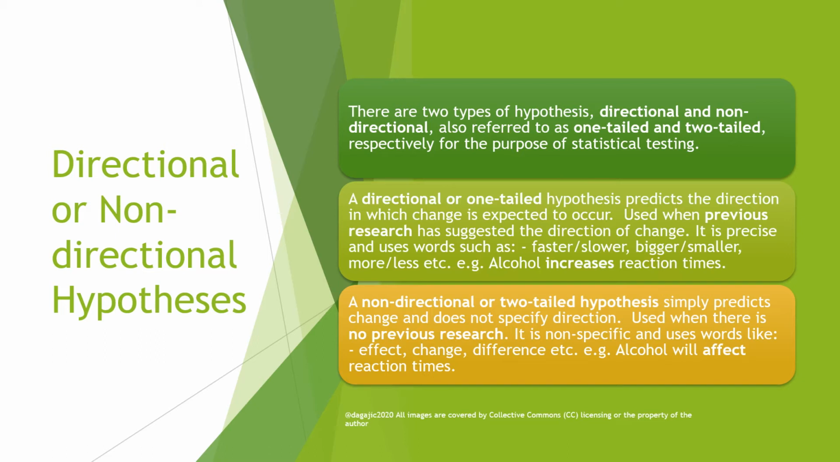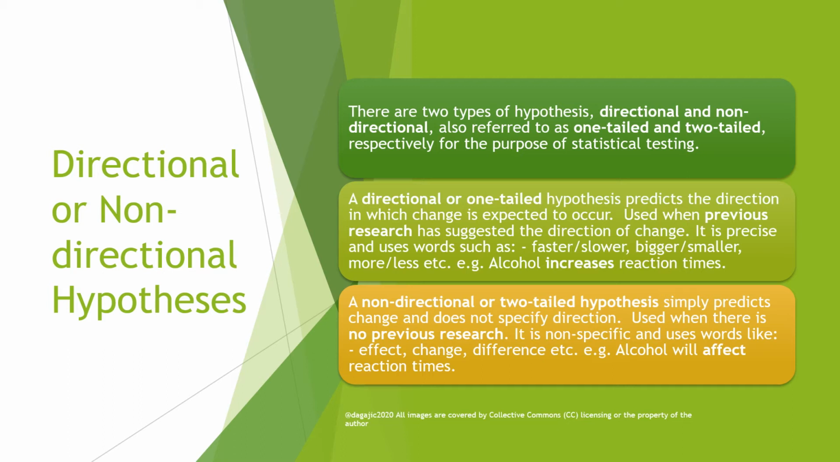We need to know whether our hypothesis is directional or non-directional. They're also referred to as one-tailed for directional and two-tailed for non-directional. If you think about it, directional is predicting the direction of change, so it can only go one way. Non-directional is just saying there will be a change, so it could go either way. A directional one will use words like faster, slower, bigger, smaller, more, less, etc.